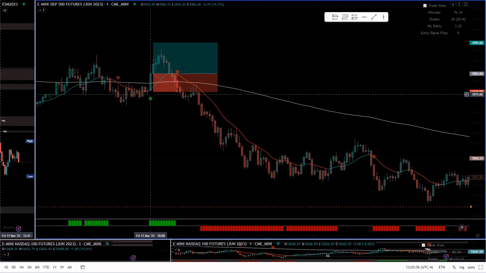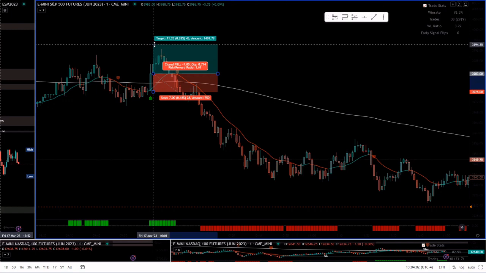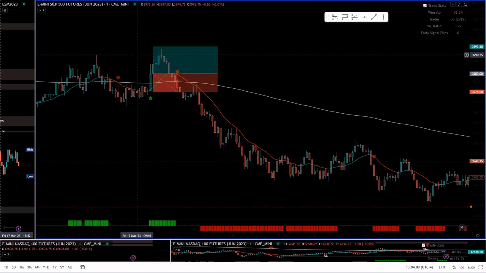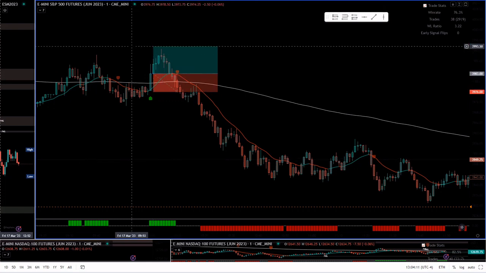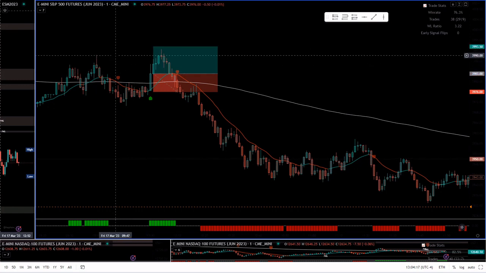So anyway, stop will be just below that, and then my profit target is 1.5. So 1.5 risk reward, which will put me right here. So this would be my target. This trade did not work out. It failed. So this trade would have been a 7-point stop, which would have been a $350 loss in each account.